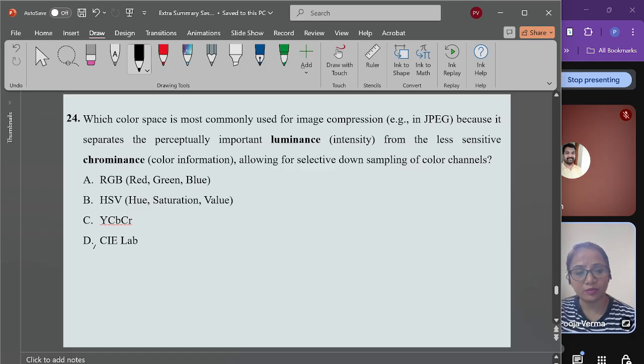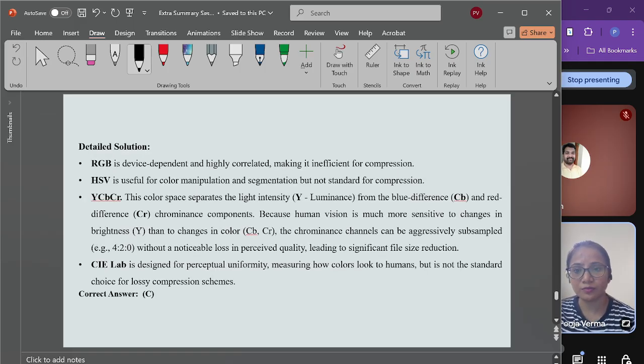Okay, so let's see the solution here. Here is the detailed solution added for each of the color models. The first one is RGB. RGB is device dependent and highly correlated, which does not make it suitable for compression. So RGB is not used for color image compression. Next is HSV. It is useful for color manipulation and segmentation, but not for compression techniques.